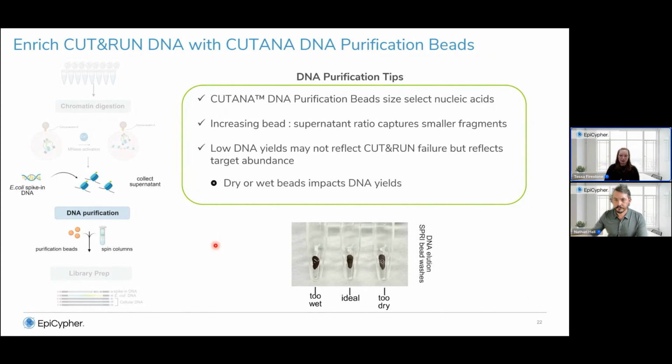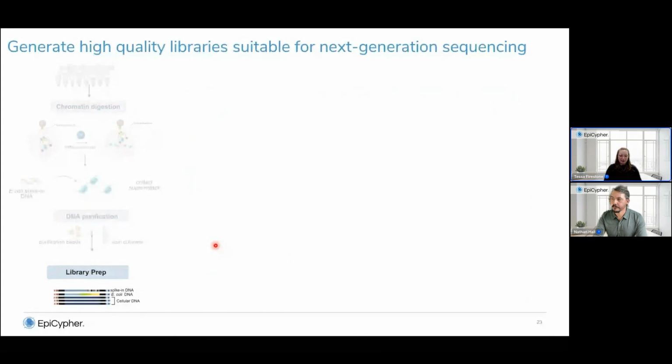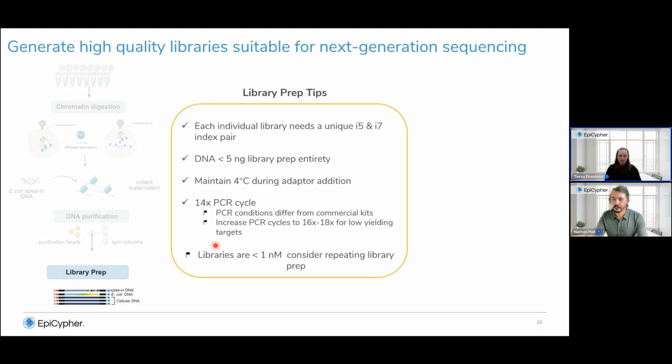and antibody efficiency. Following DNA purification, the CUT&RUN enriched fragments need to be converted to sequencing-ready libraries through adapter ligation and amplification. The library prep stage is important for preserving DNA integrity and the complexity for downstream sequencing. And during library prep, the CUT&RUN DNA is barcoded and prepared for next generation sequencing. If DNA yields fall below 5 nanograms, we recommend using the sample in its entirety.